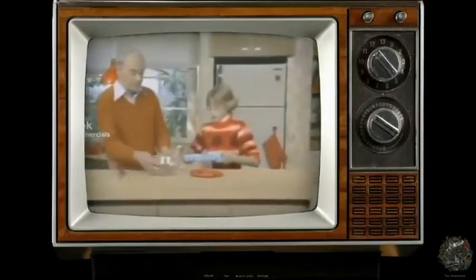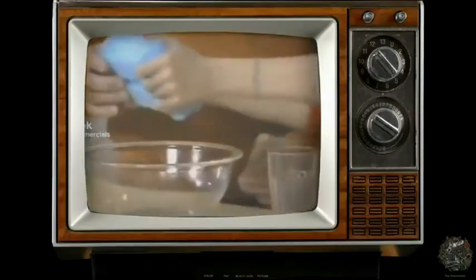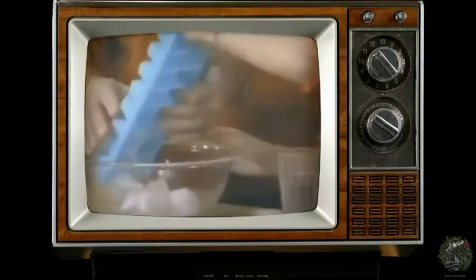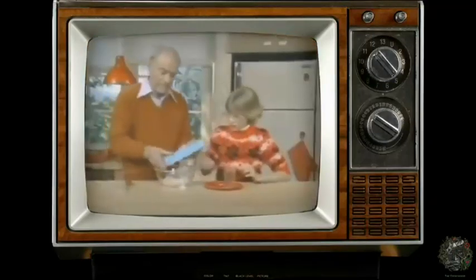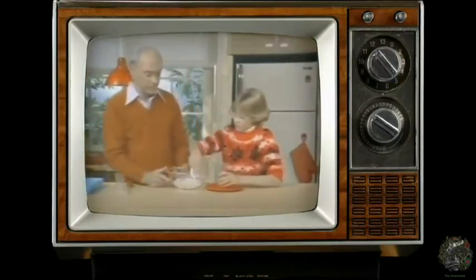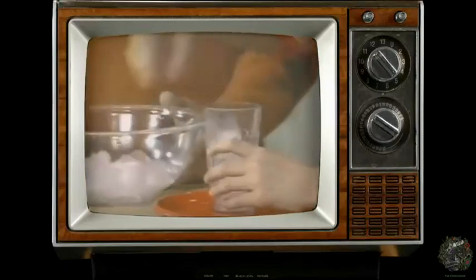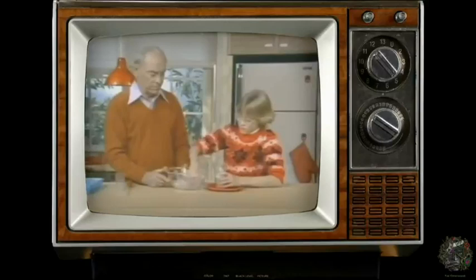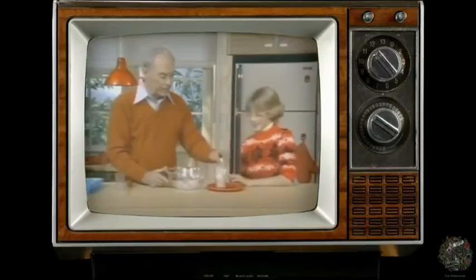Okay, dump the ice cubes in here. Okay. Whoops. Okay, now I would like you to fill that glass with ice cubes. Okay. Certainly full, right? Yeah. In fact, sticking over the top.